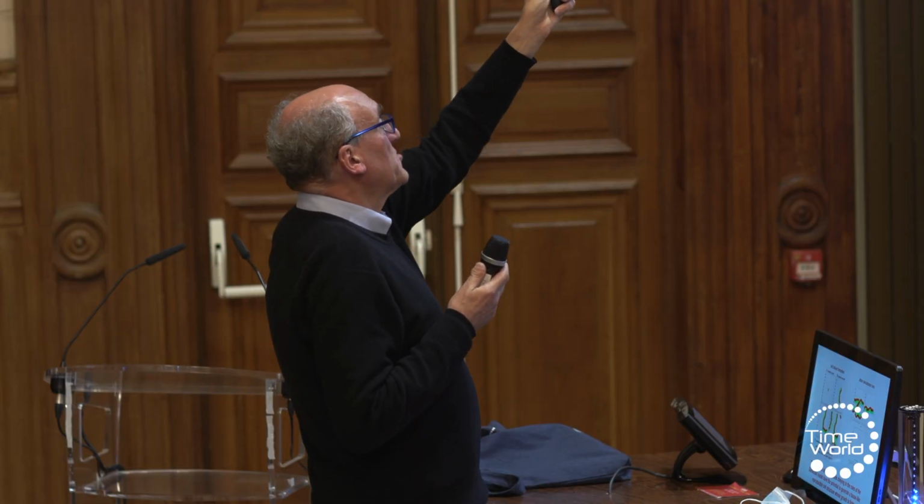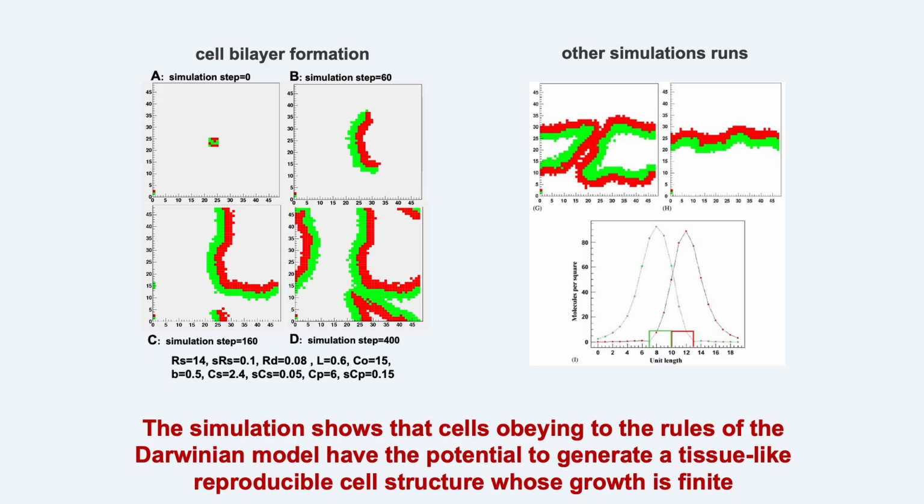The panels, the picture on the left of the slide, show a typical bilayer formation during a simulation run. Panel A, starting with 16 cells chosen randomly. The cell bilayer, panel B, first gets nucleated. As the simulation continues, panel C, the cell bilayer grows longitudinally. It looks like a sort of worm.